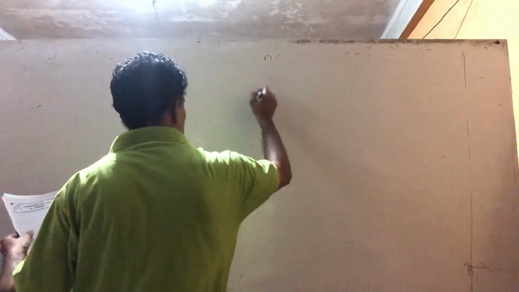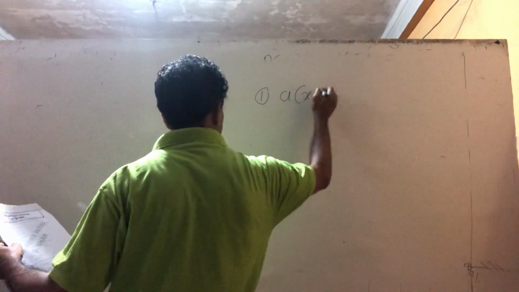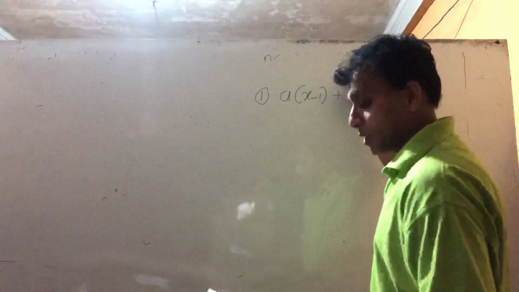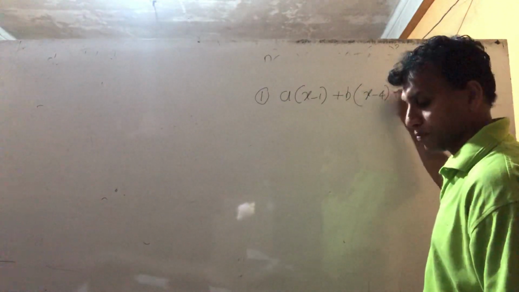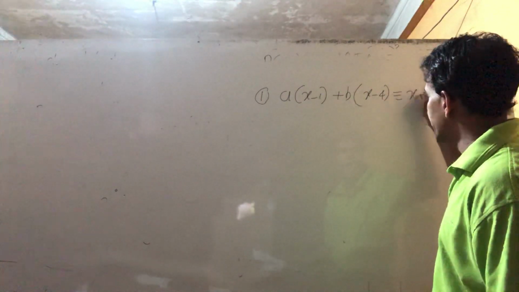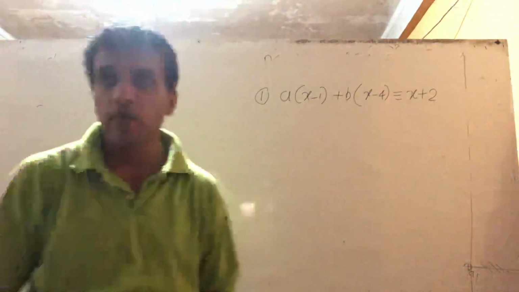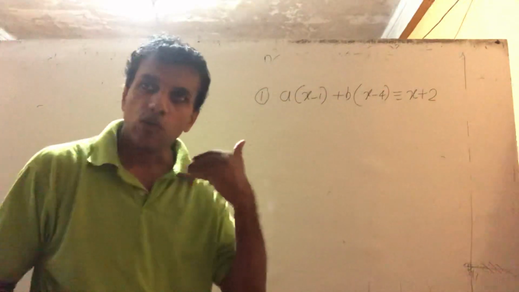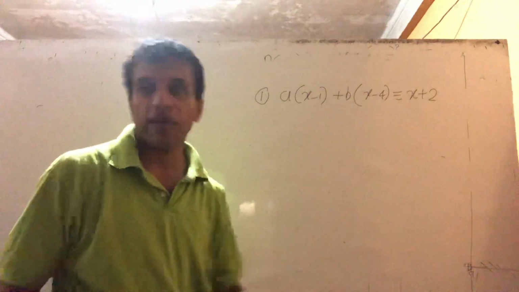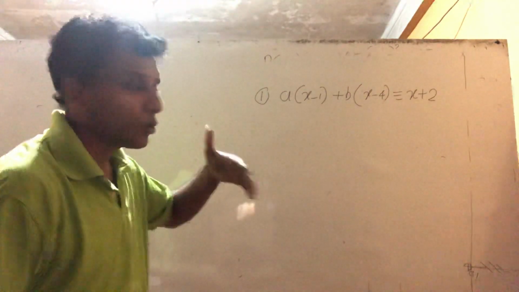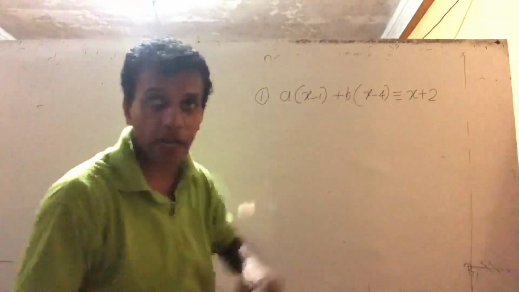See one problem. a into (x minus 1) plus b into (x minus 4) is identical to x plus 2. Find the a and b values. You can use any method; you decide which is easy and find the answer. So I try to make one part 0. If I put x = 1, this is 0, and I can find the b answer, right?